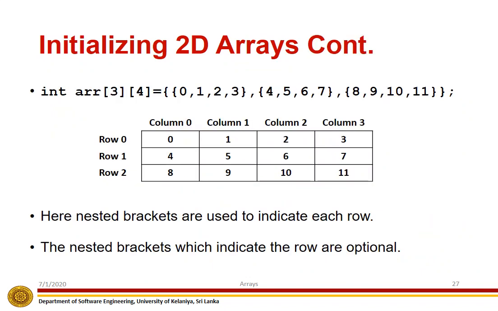So in here you can see the array representation for the above example. The first element 0 will be stored in row 0 and column 0, and the second element 1 will be stored in row 0 and column 1, like that until 11. The 11 is in row 2 and column 3. Here nested brackets are used to indicate each row. The nested brackets which indicate the row are optional. It means 2D arrays can be initialized without nested brackets.